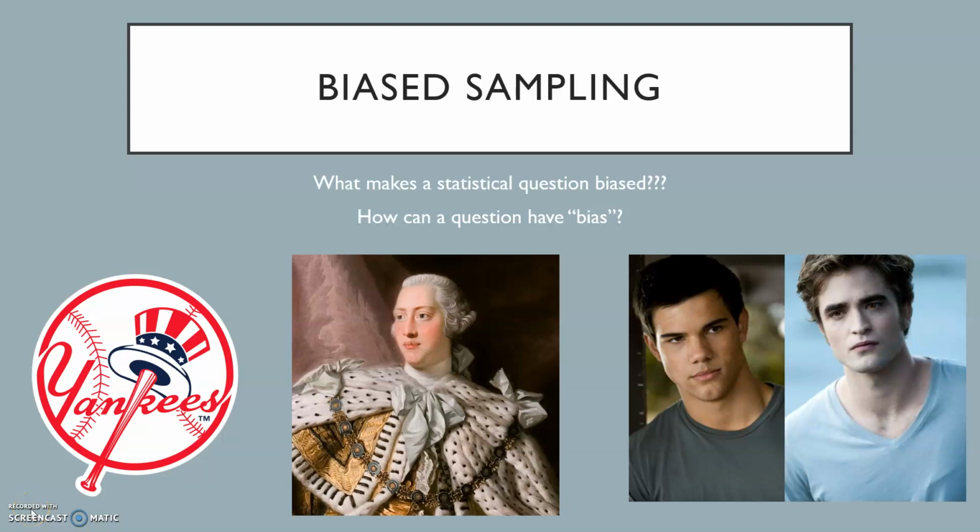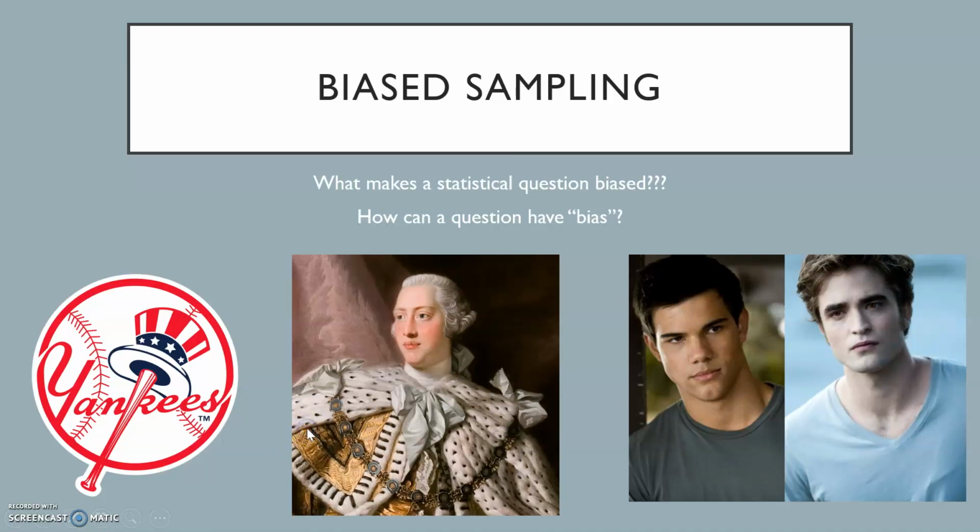All right, so today I want to briefly talk about bias questioning, bias sampling, and just how a question, or a statistical question, could have bias. I'm going to talk about three things. I'm going to talk about the Yankees. I'm going to talk about King George III. I'm going to talk about Twilight. Seems like an odd combo, but here we go.